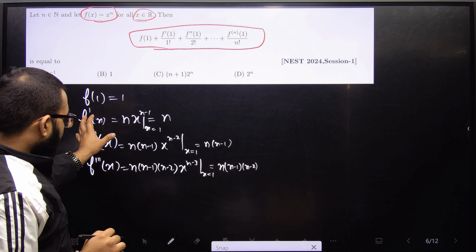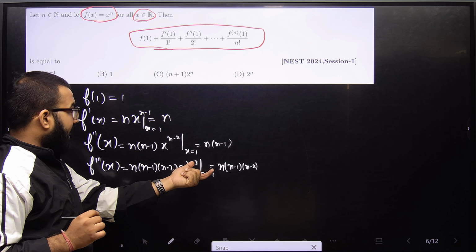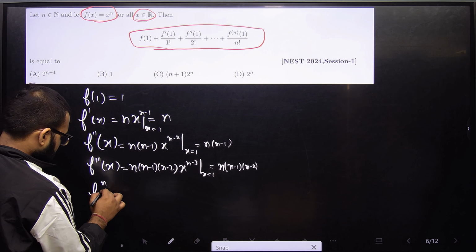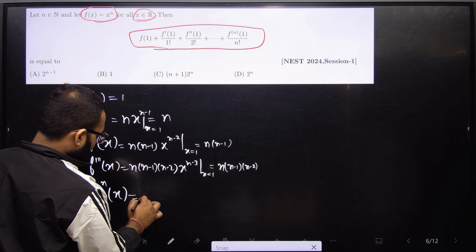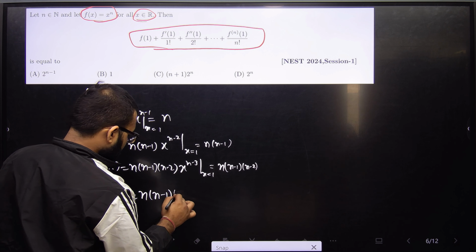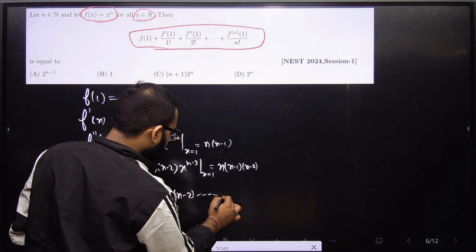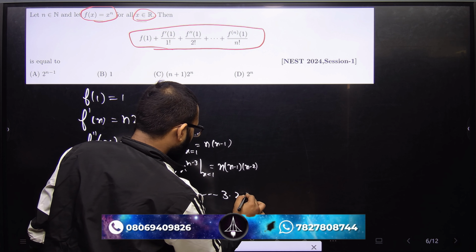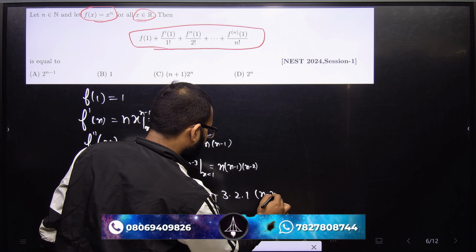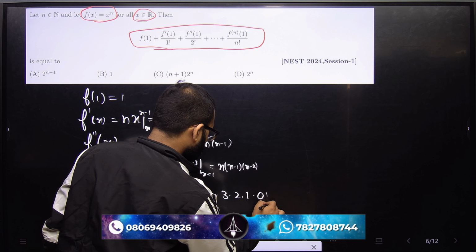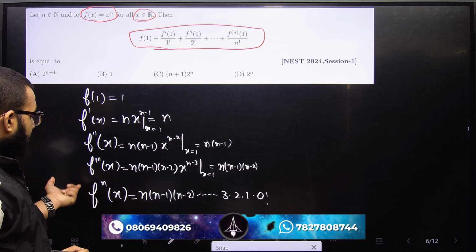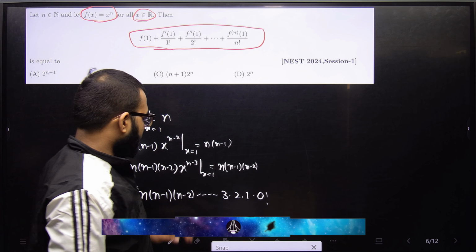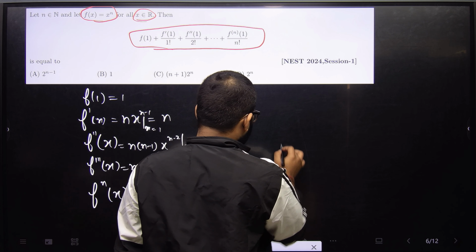So we see that it is following a pattern. The value of f^n(x) is n(n-1)(n-2)...(n-n), or call it ...3 2 1, that's 0 factorial. So that is n factorial. Simply f^n(x) is nothing but n factorial. So let's compute using this pattern.